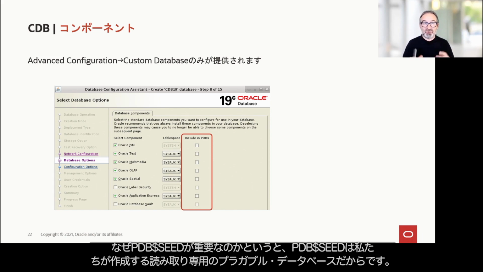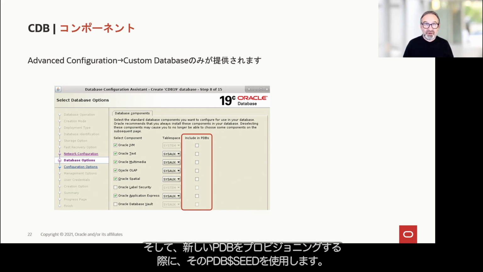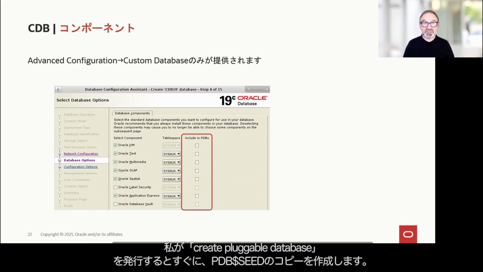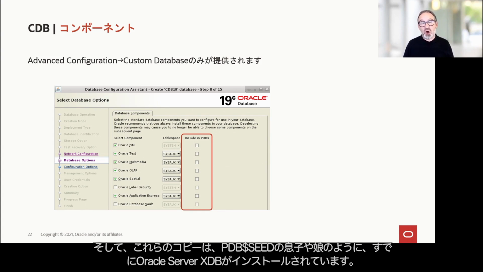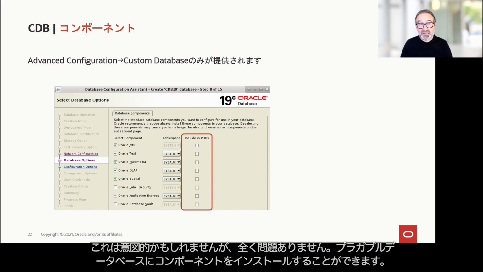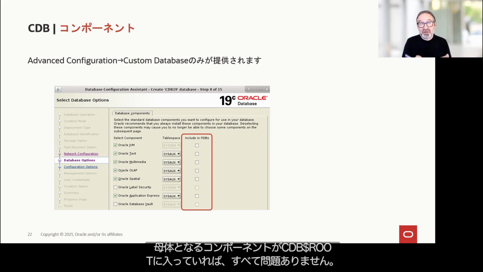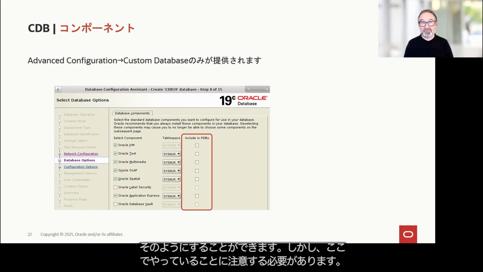The PDB seed is a read-only pluggable database we create, and we use that PDB seed when we provision a new PDB. As soon as you say create pluggable database, we will create a copy of the PDB seed. And now all these copies, like the sons and daughters of the PDB seed, will have only the Oracle Server and XDB installed. This could be intended, and this is absolutely fine, because you can also install components into pluggable databases as long as the mother component is in the CDB root, all is fine. You can do that, but you need to be aware of what we are doing here.